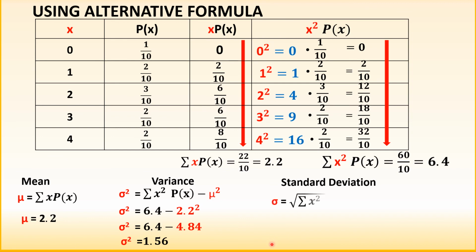So, let's go now to standard deviation. So, standard deviation natin ay square root lang ng ating variance. So, we will have now the square root of 1.56. And the square root of 1.56 is equal to 1.25. So, this is now the standard deviation.